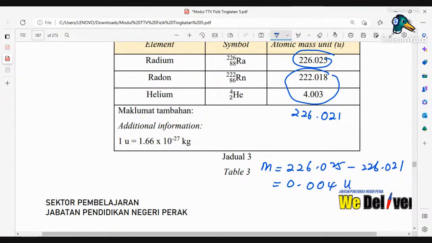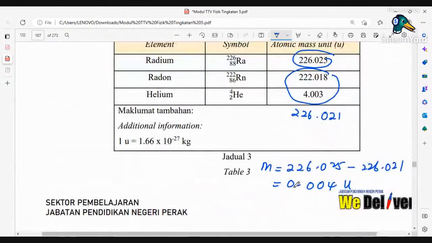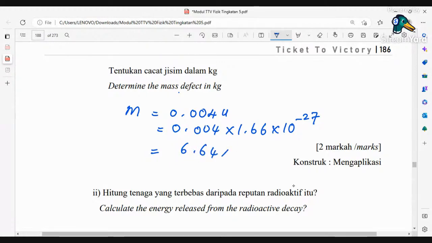So you will get 0.004 U. Then you convert to kilogram: 0.004 times 1.66 times 10 power negative 27. So you will get the answer in kilogram, which is 6.64 times 10 power negative 30 kilogram.